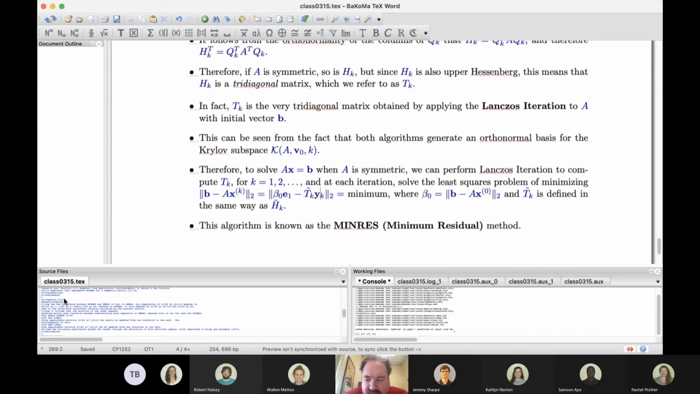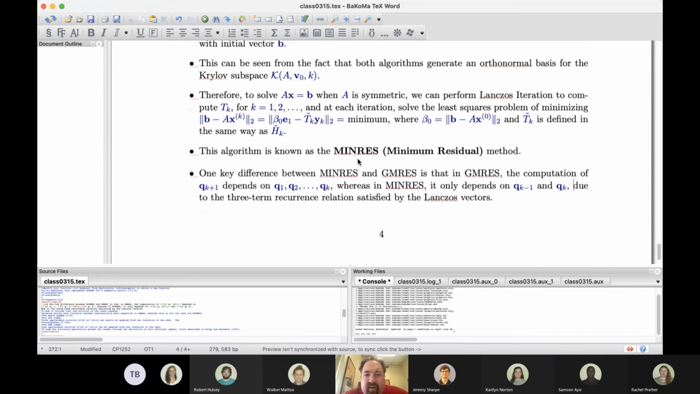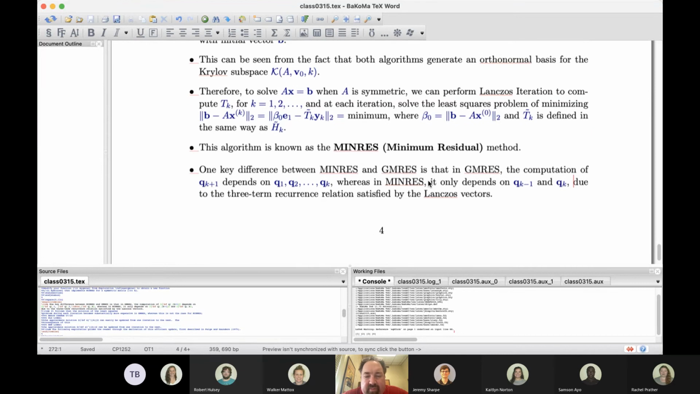So now some comparison of the two methods. Even though one is a special case of the other, there are significant differences between them. In GMRES, as I mentioned, each new Q vector depends on all previous Q vectors. But in MINRES, it depends only on the previous two, because Lanczos iteration has a three-term recurrence relation that generates these vectors.